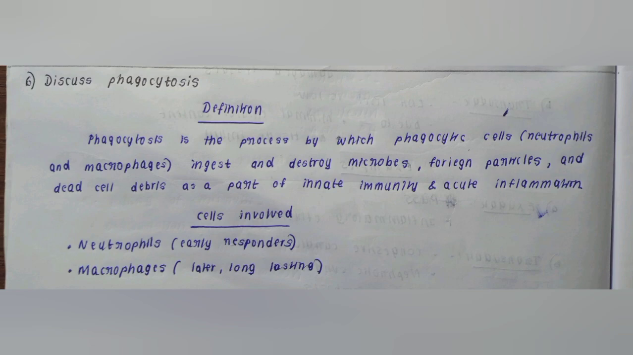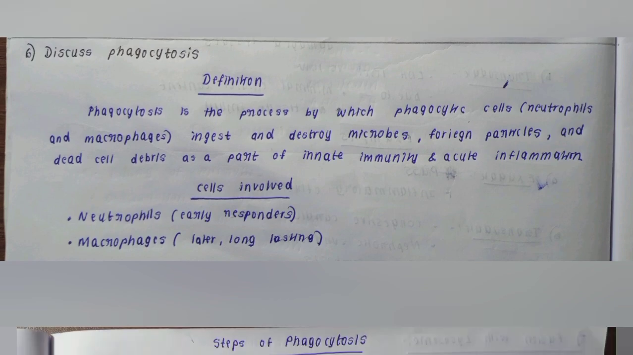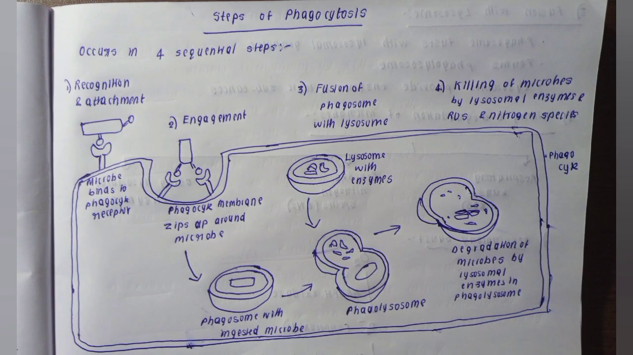Next, coming to the cells involved, as we know, it is neutrophils or macrophages, neutrophils in early responders and macrophages in later long lasting effects. Now, coming to the steps of phagocytosis. Now, this occurs in four sequential steps.